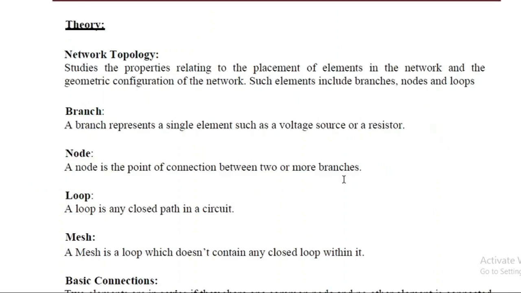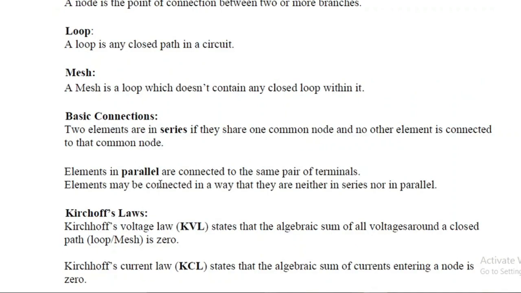Then what is a loop? A loop is a closed path in a circuit. Then what is a mesh? A mesh is a loop which doesn't contain any loop inside it. That means there will be no closed loop inside a mesh. And what do basic connections mean? There are two types of connections. One is series connection, another is parallel connection.